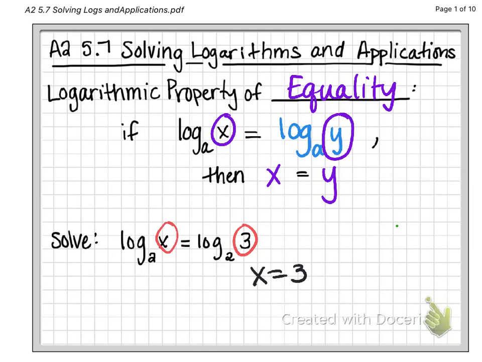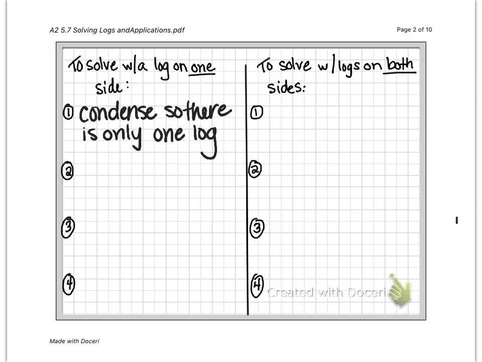So what you're doing is you're trying to get logs with the same base, set them equal to each other. Once we have the logs isolated, we can then set their arguments equal to each other and solve for the variable. There's two different ways to do this. One is if you have a log on one side of your equal sign and the other side has a number. So we'll do that first.